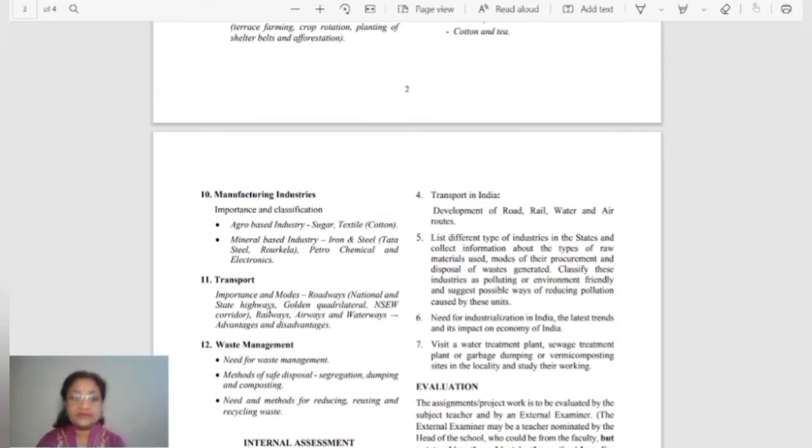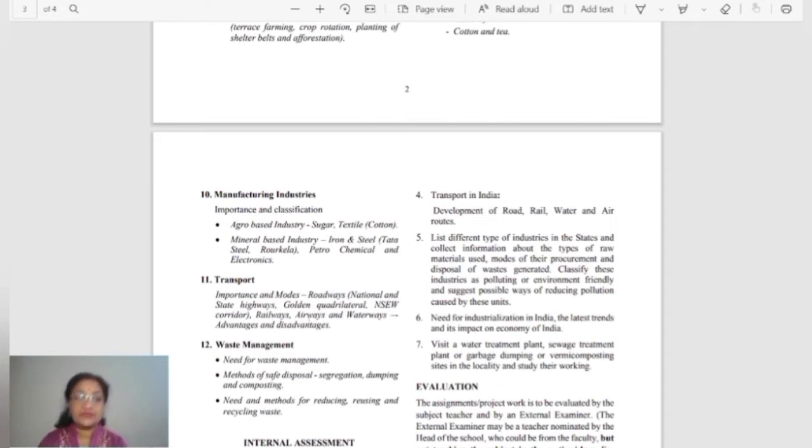Next, in the railways, everything is there. Airways, everything is there. Again, in the waterways also. That means the entire transport unit, the chapter, is almost there, except one or two small topics. Rest all, the complete chapter, is a part of the syllabus this time.